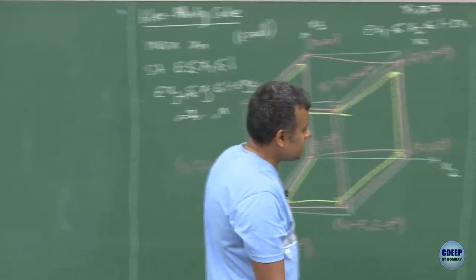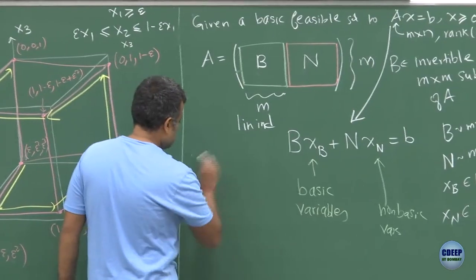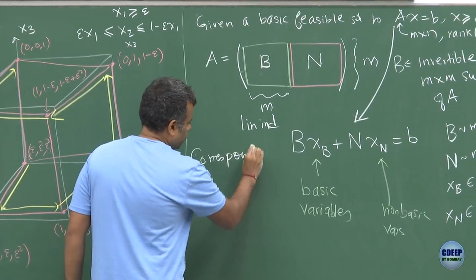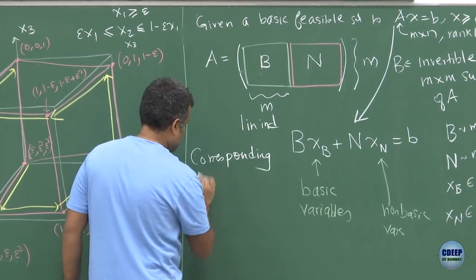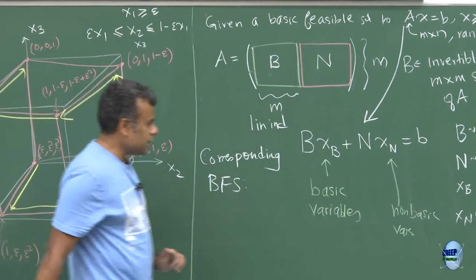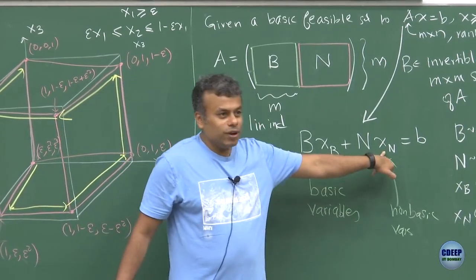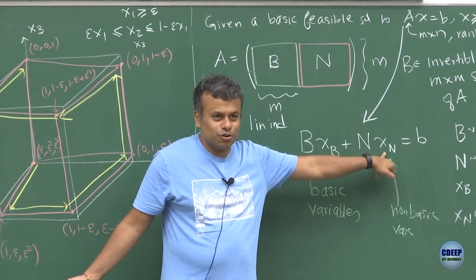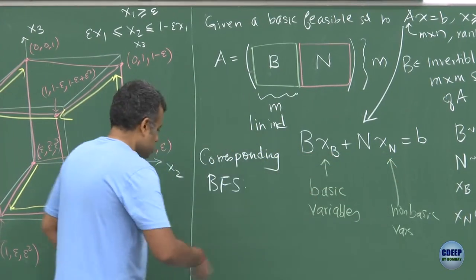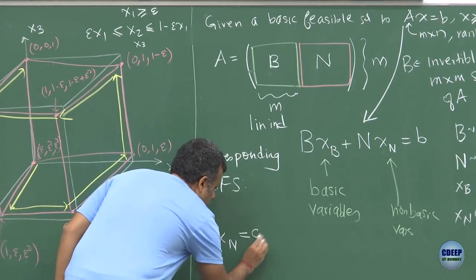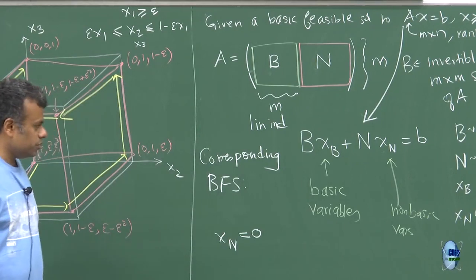So what will be the corresponding basic feasible solution? You say that, okay, I'm going to let all these non-basic variables be equal to 0, right? That's how you pick a basic feasible solution. Okay. So I let my non-basic variables be equal to 0.